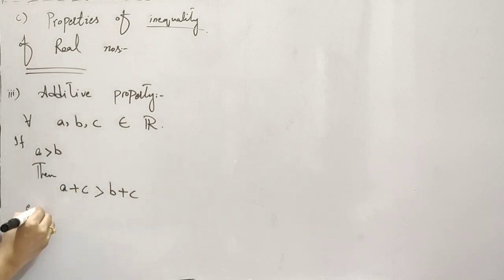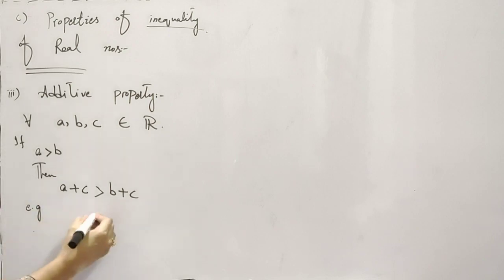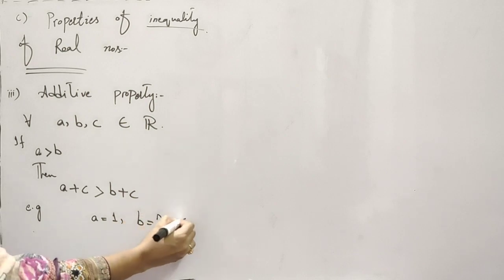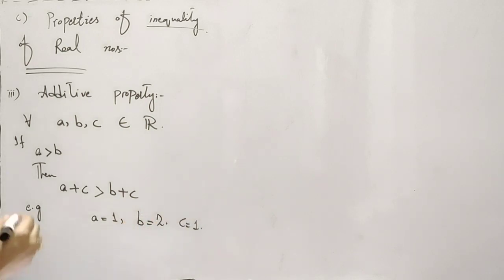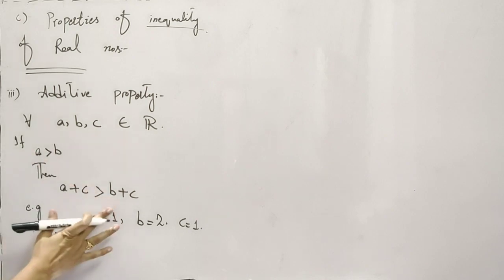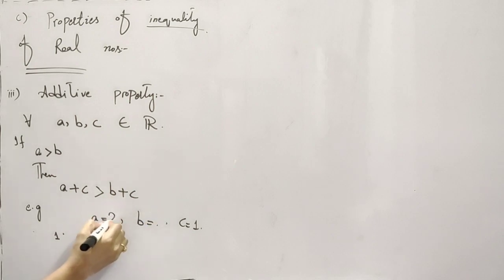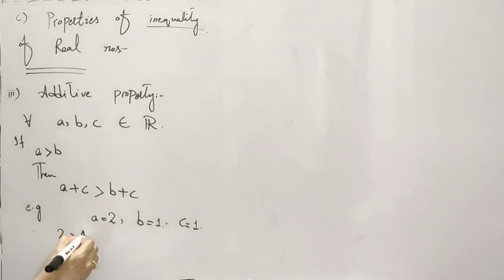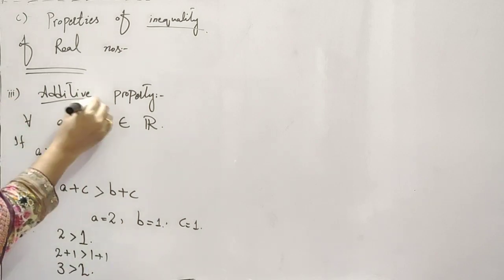For example, a is equal to 1, b is equal to 2 and c is equal to 1. So 2 is greater than 1, then 2 plus 1 is greater than 1 plus 1. It means that 3 is greater than 2. And this is the additive property.